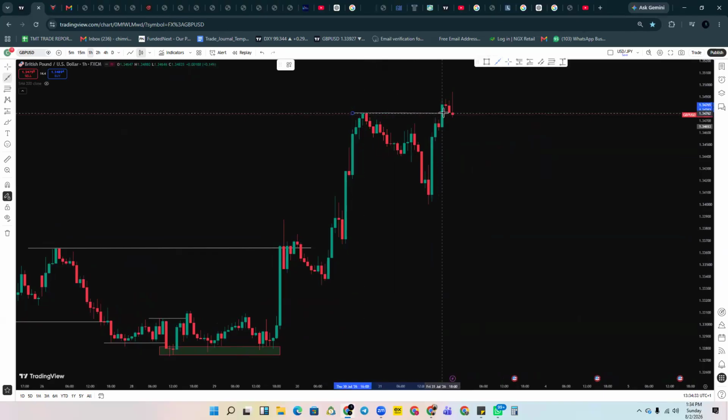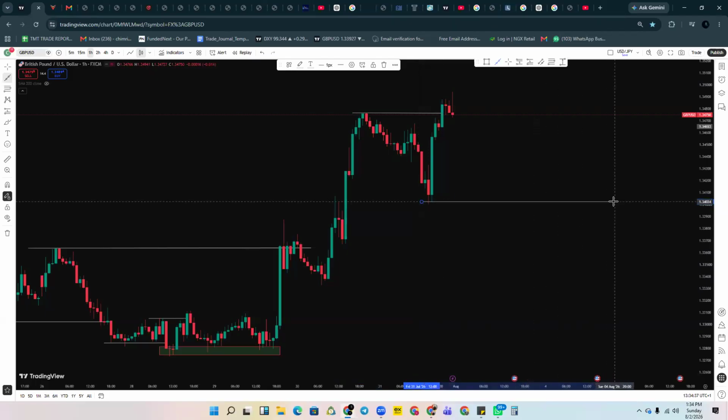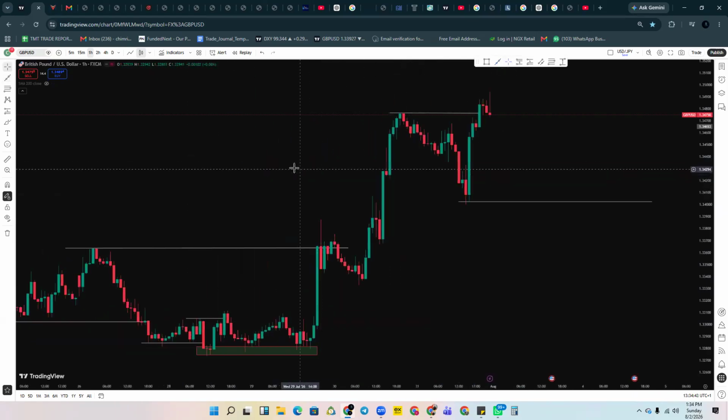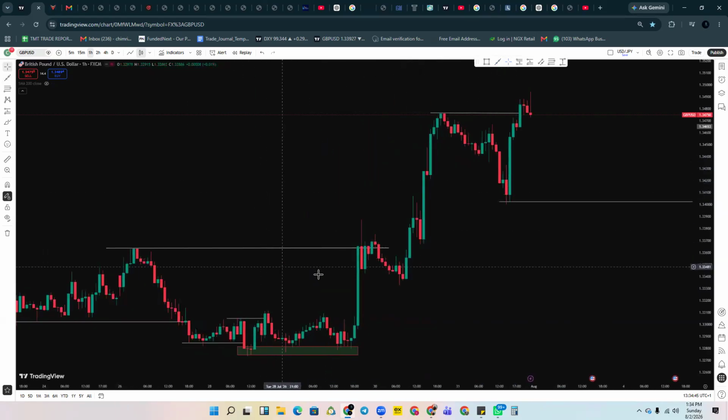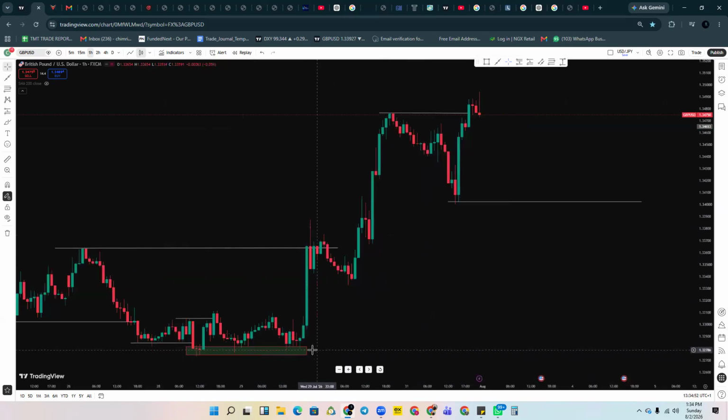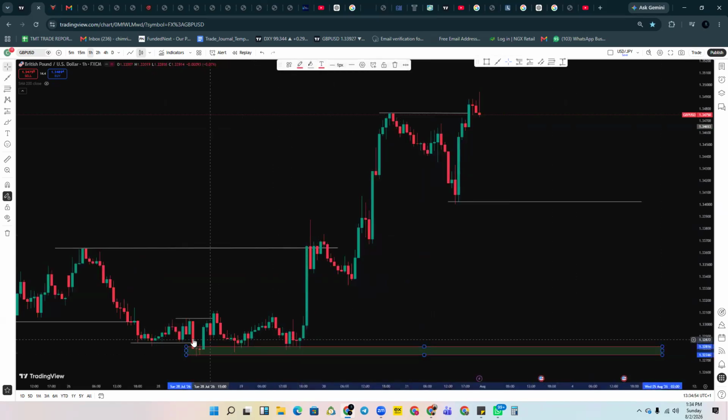We have a break of this structure, and we are currently looking at something like this. So we have a high, we have a low, we have a high, we have a low, and this is a swing low. This point is a swing low where we had a change of character here on the lower time frame.